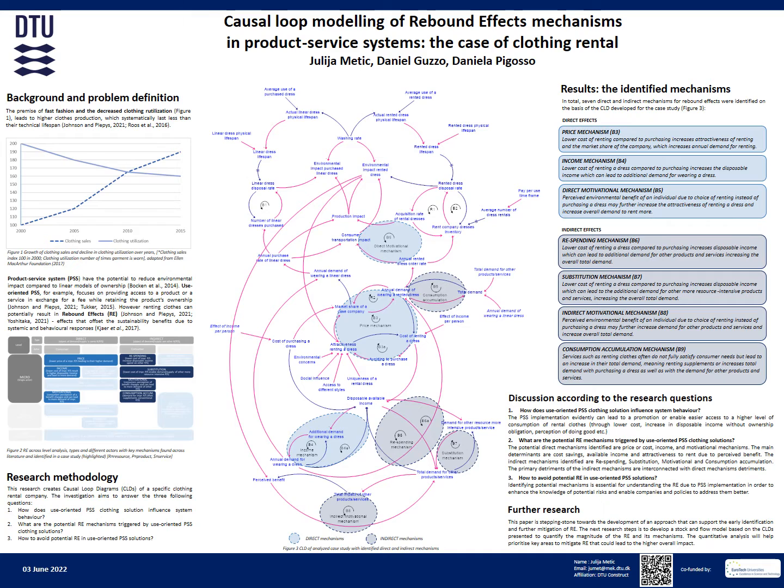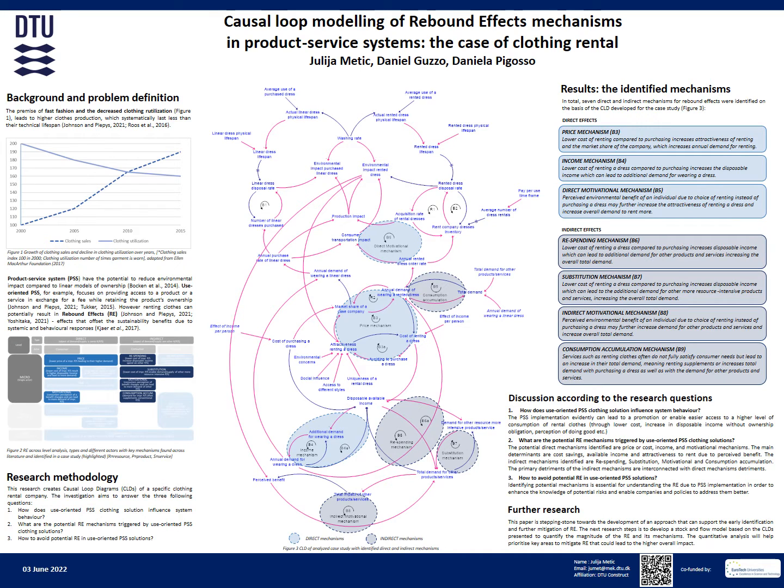production of clothes which systematically last less than their technical lifespan. Product service systems are seen as possible solutions to this problem with the potential to reduce environmental impact when compared to linear model of ownership. In this paper, we use example of use-oriented PSS clothing solutions, which aims to increase utilization across several users in exchange for a fee, while retaining ownership of actual item.